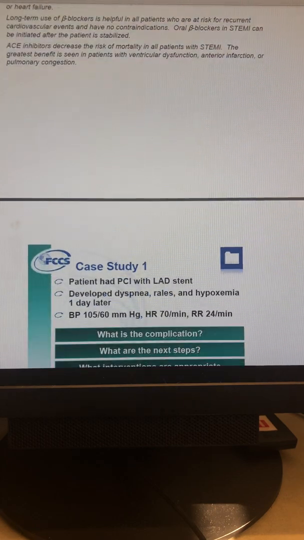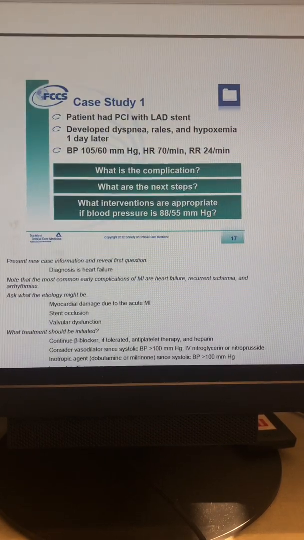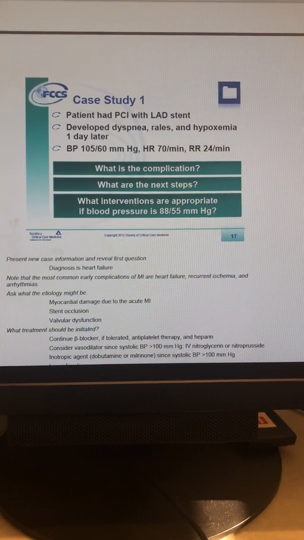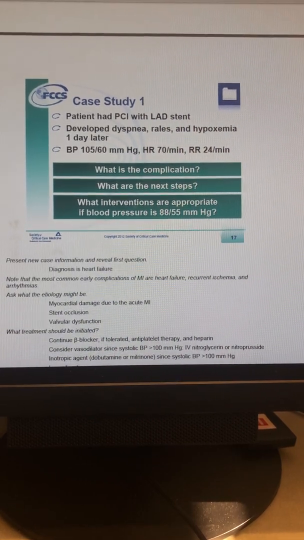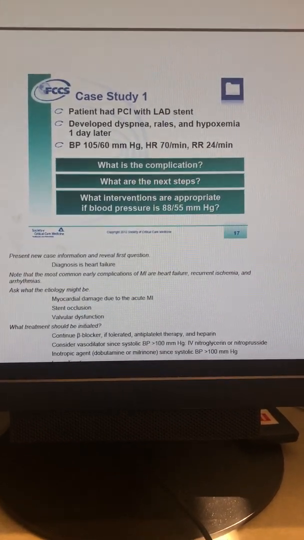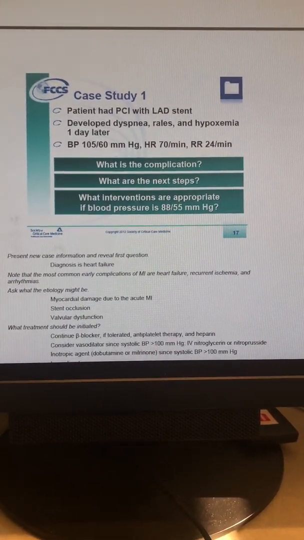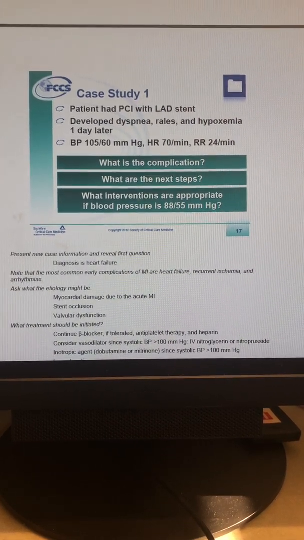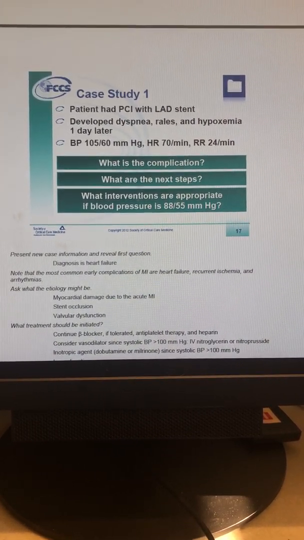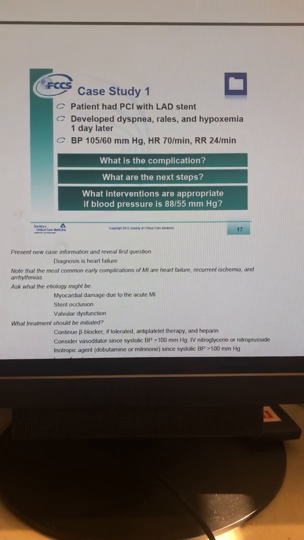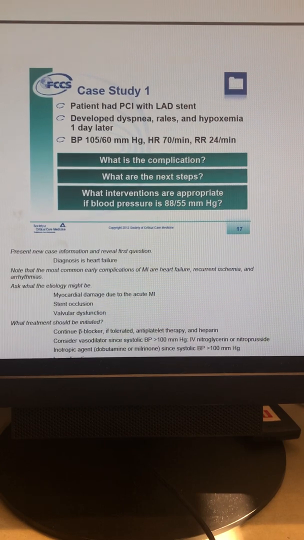So going back to that patient who was taken to the cath lab. They found an LAD lesion and stented it. The patient after that developed dyspnea, rales, and became hypoxic 1 day later. So the first day he did just fine, and the day after he developed these symptoms. He was short of breath, he started dropping his SAT, and he had rales on exam. His blood pressure was 106/60, heart rate 70, respiratory rate 24.